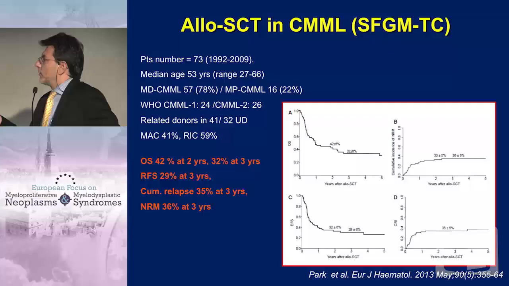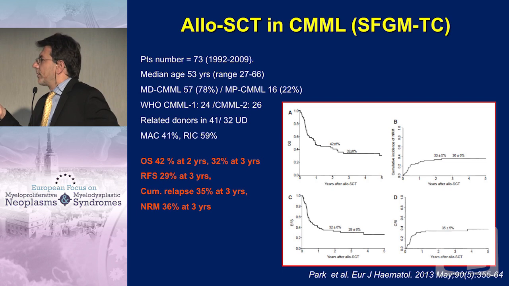This is the EBMT series, and this is even worse, probably because it's a retrospective study. As you can see here, the relapse-free survival is only 18%, and especially the non-relapse mortality is very high, 52%. And the following one is the French study that was also published 2 years ago. Here you can see this is something in the middle. We have a non-relapse mortality of 36% and a relapse-free survival of 30% at 3 years. So it's quite a good result, but still with very high toxicity in this subtype of patients.